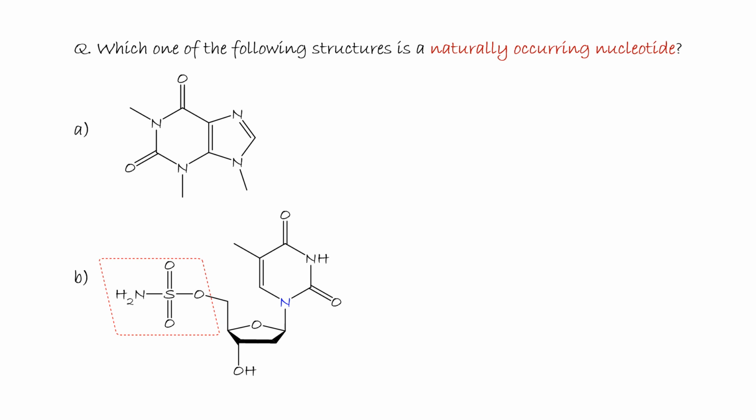Which one of the following structures is a naturally occurring nucleotide? Nucleotide means base, sugar, plus phosphate. In the first one, A, we don't have sugar, we don't have phosphate, so it's not a nucleotide. In structure B, we have base, we have sugar, but we don't have phosphate. We have sulfonate, so that's not a naturally occurring nucleotide.